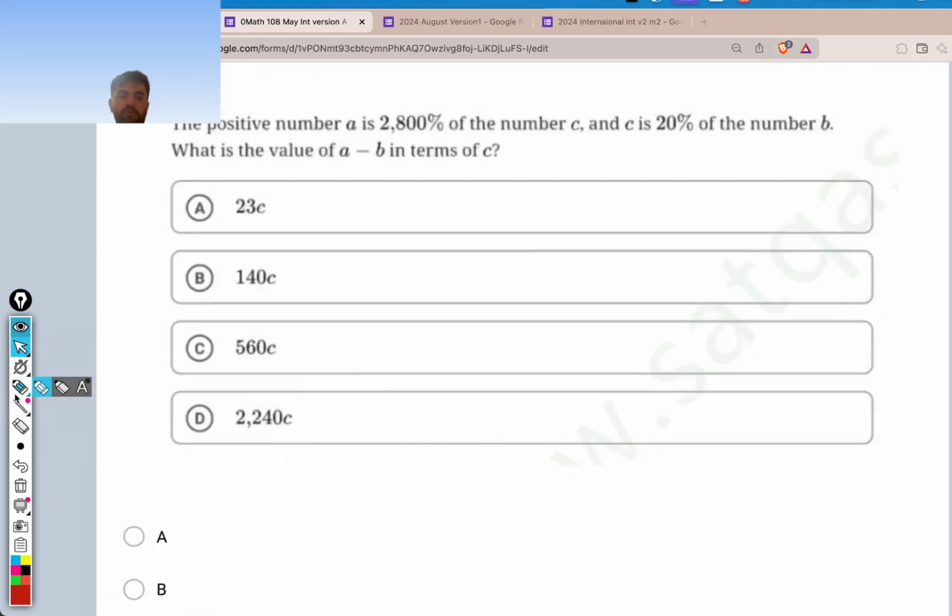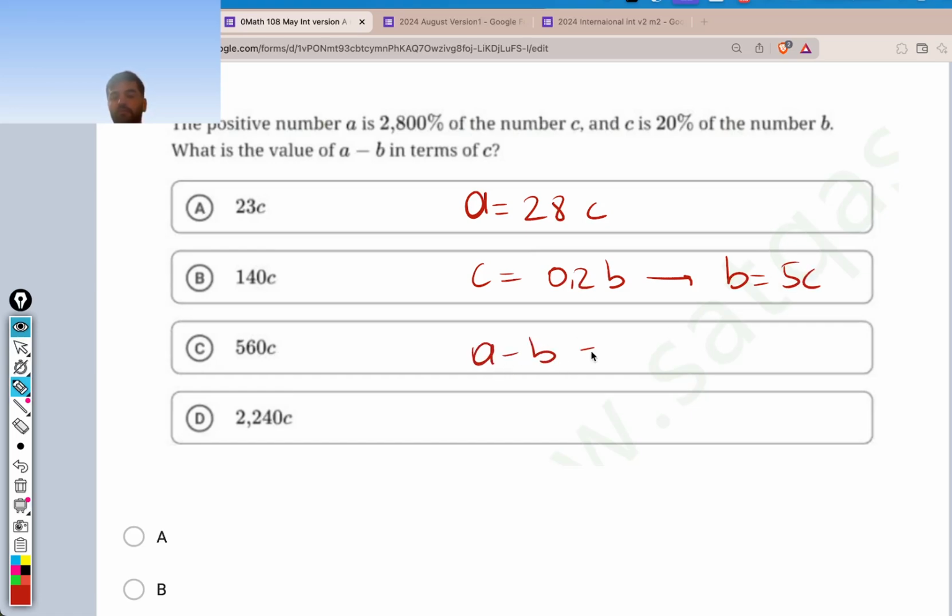12. A is equal to 28C. You can also use decimals, but I am not using decimals for this question. From here you can multiply both sides by 5. It will be B is equal to 5C. And A minus B will be equal to 28C minus 5C, which is equal to 23C.